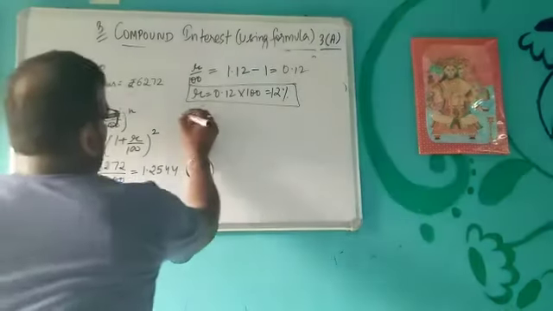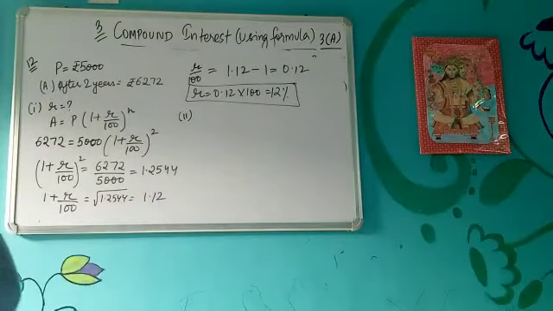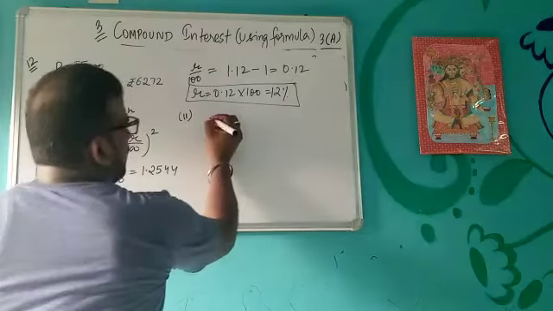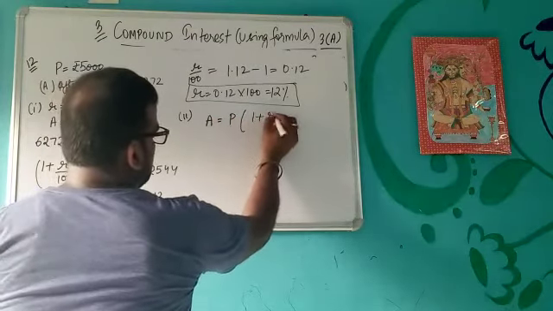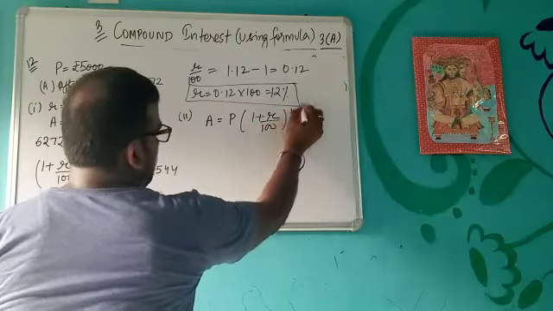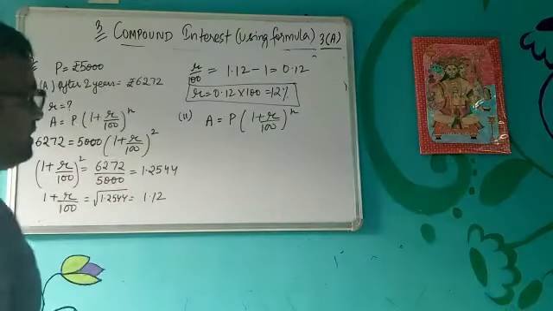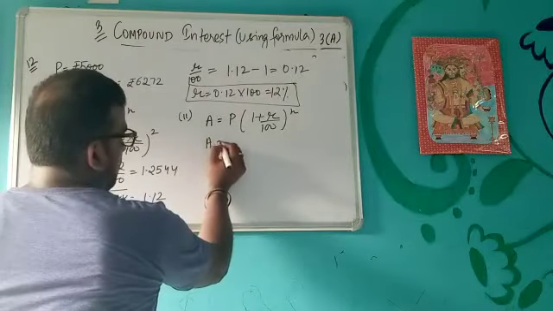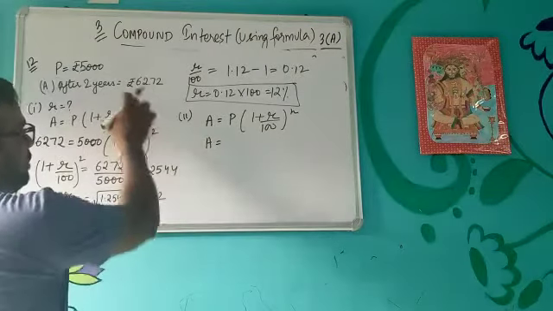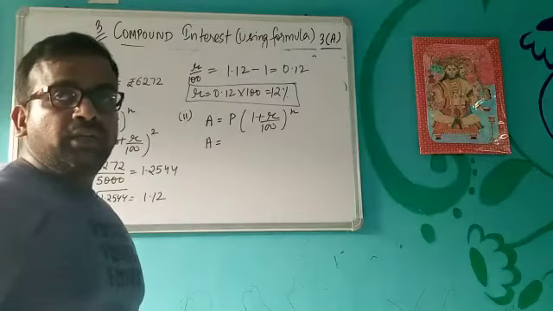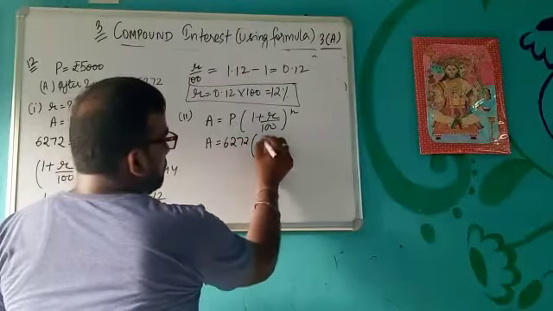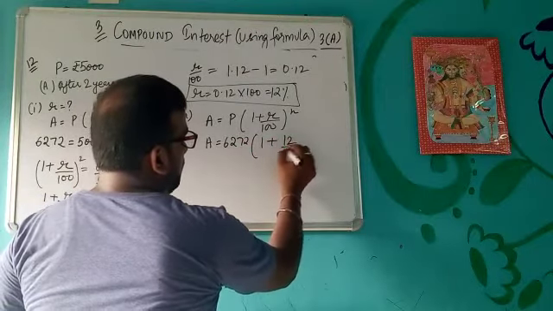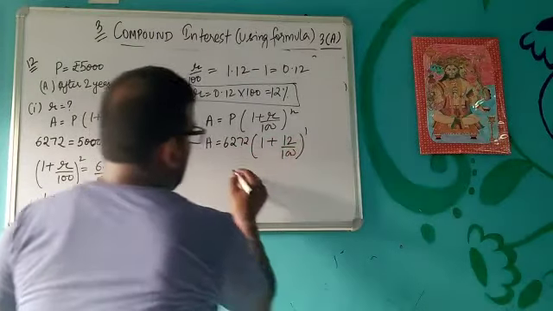Now for the second part we have to calculate the amount after 3 years. So what we are going to do, A is equal to P into 1 plus R upon 100. Same formula we will use, but in this case we are going to calculate the amount. So we will take 6,272 as the amount at the beginning of the third year. So here we will put 6272, 1 plus the rate we got, 12 upon 100, and the power will be 1.